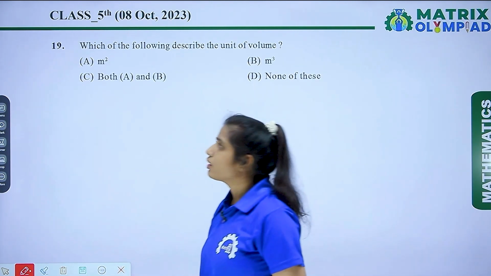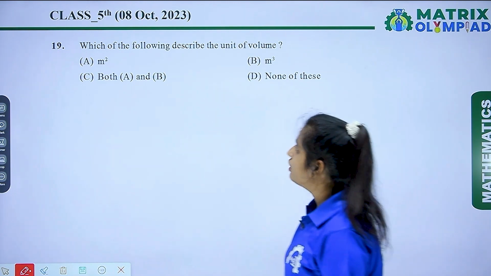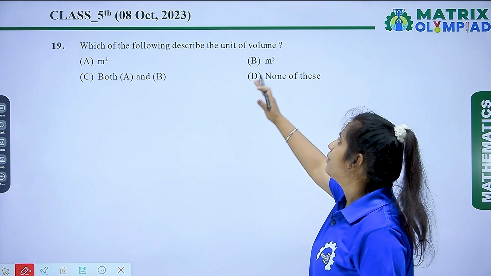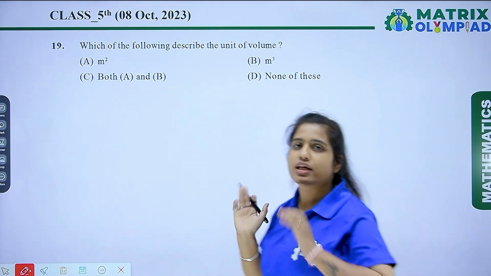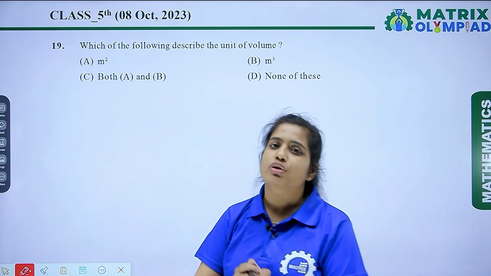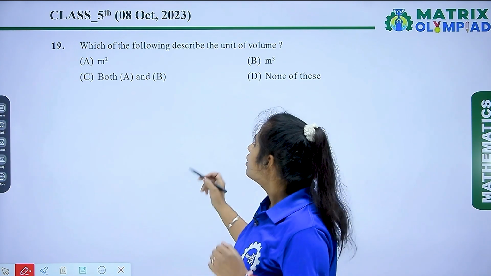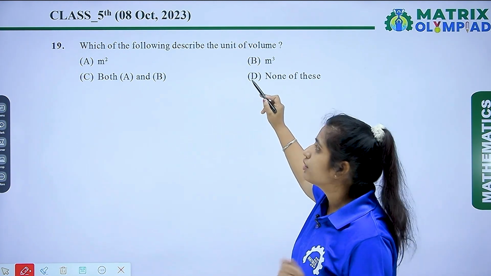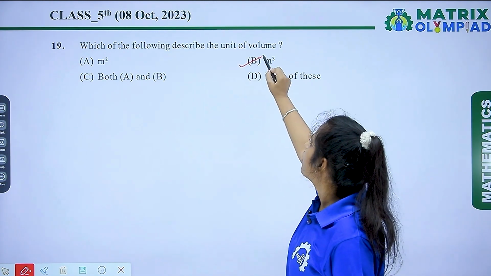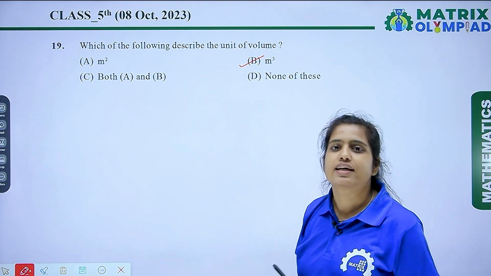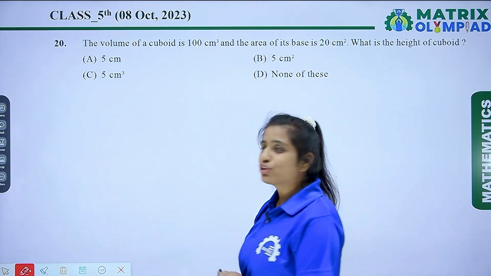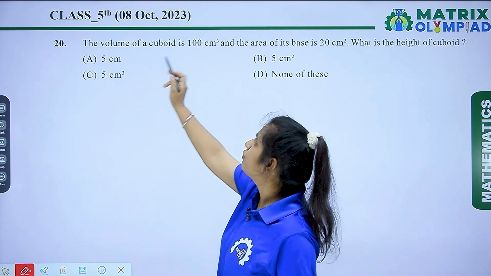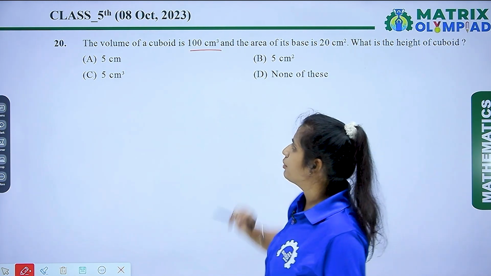Now in question number 19, which of the following describe the unit of volume? हमें बताना है कि कौन सी यूनिट है जो वॉल्यूम को डिस्क्राइब करती है. So here we know that in volume we required 3 dimensions. So here option B is the correct answer. Now in question number 20, it is said that the volume of a cuboid is 100 centimeter.